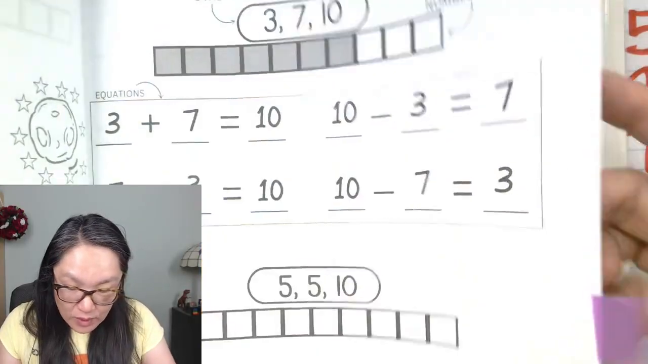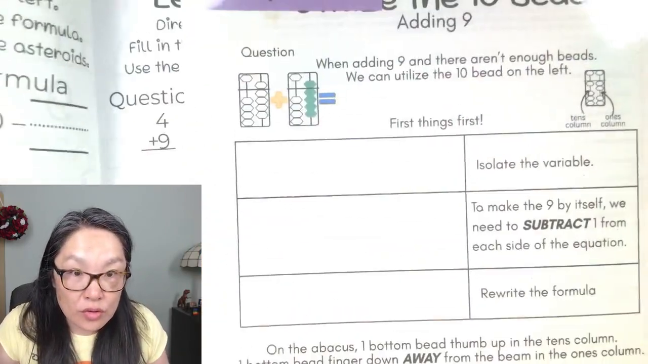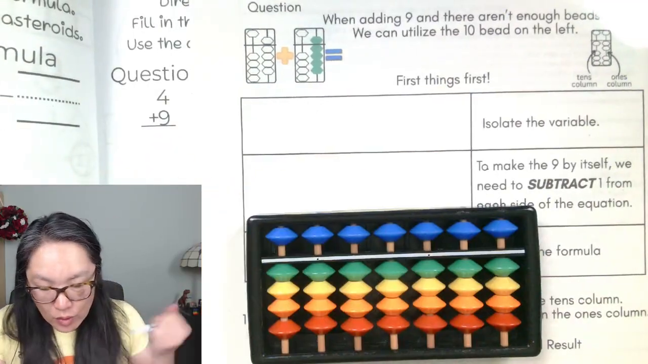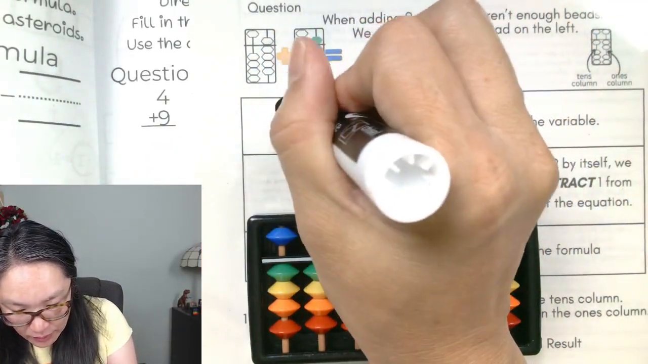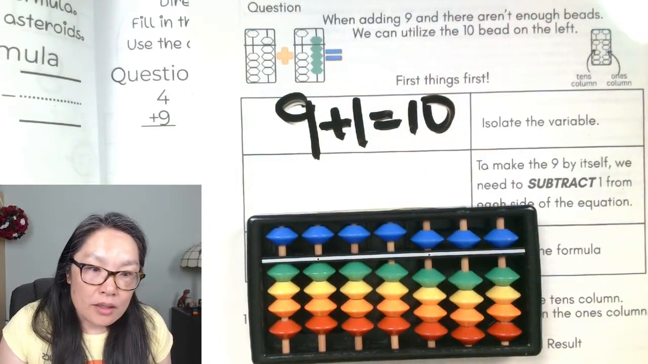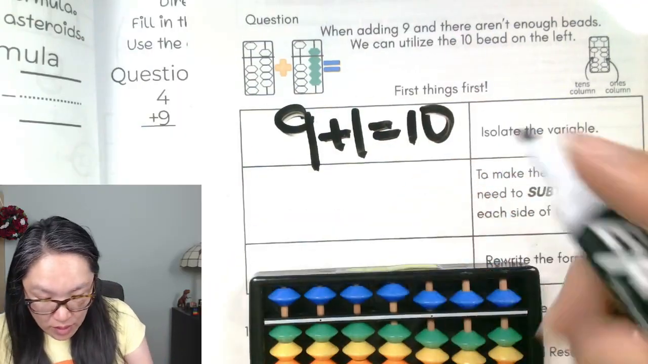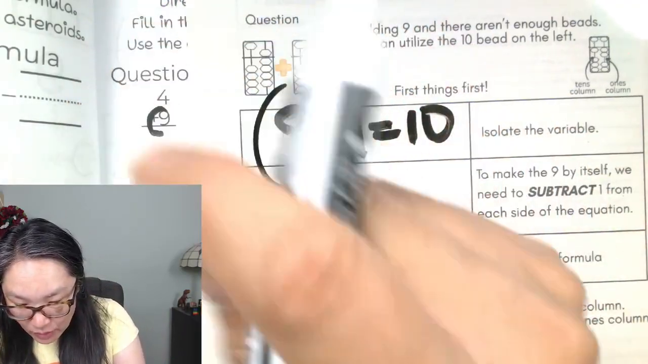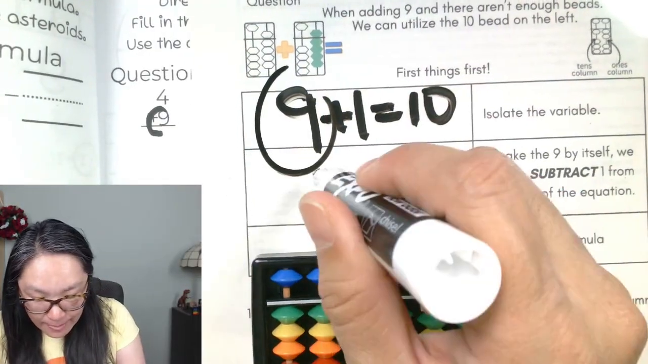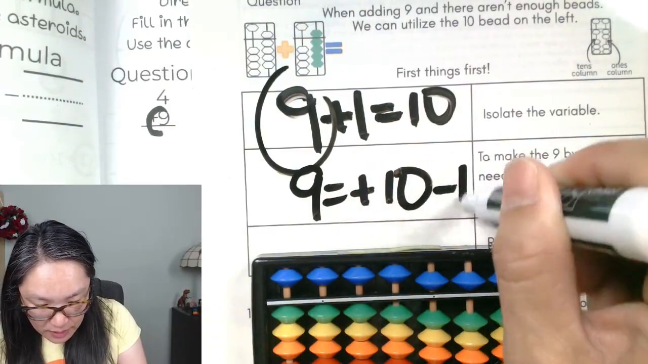The pattern is what? Let's do a question. Let's do this one. 4 plus 9. Well, when we do 9 plus 1 is equal to 10. This looks very familiar. What are we doing? Well, we want to isolate the 9. When we isolate the 9, right, 9 is equal to plus the 10 minus the 1.